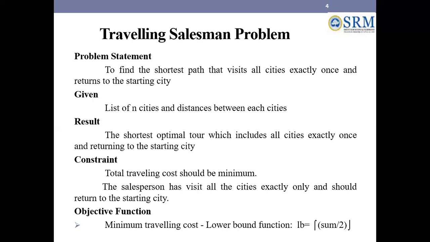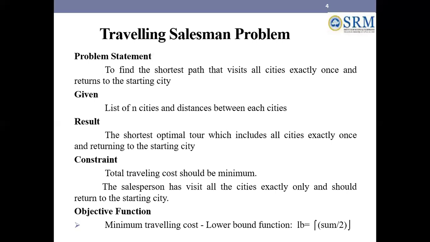That is the result. What's the constraint? He has to visit all the cities exactly once and he should reach the starting city. So the traveling cost should be minimum. So that is called constraint. Constraint is all cities should be visited exactly once and return to the starting city.